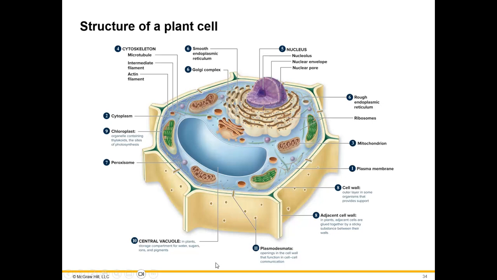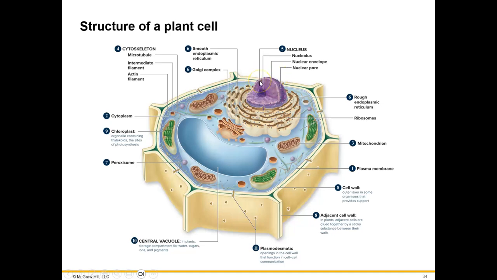When we're looking at plant cells, you'll notice a few different things. So first of all, we still have our plasma membrane. It's right here. Number 2, we still have cytoplasm. So that's the semi-fluid stuff that everything else is floating in. We've got mitochondria. We still need those in plant cells to get energy. And here is our cytoskeleton, once again made up of microtubules, intermediate filaments, and actin filaments. So that's the same as our animal cells.